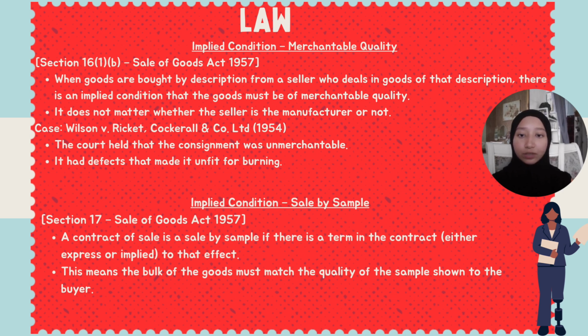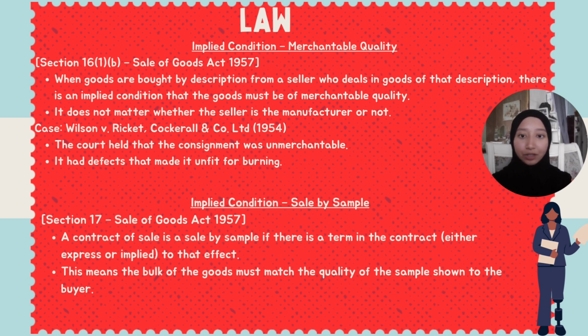In the case of Wilson vs. Rickett, Cockerell & Co., 1954, the court held that the entire consignment was unmerchantable as it contained defects which made it unfit for burning. Therefore, the seller had breached the implied condition of merchantable quality.